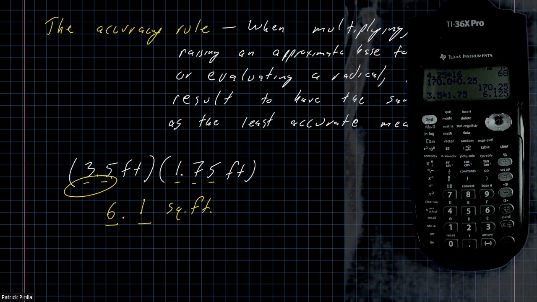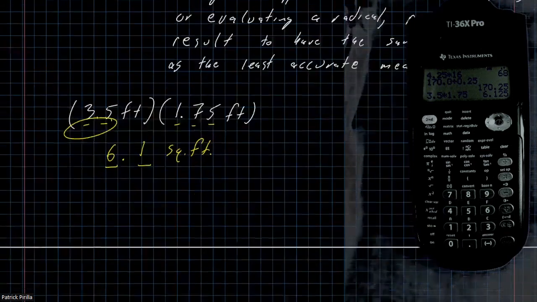In this case, that will be 6.1 square feet. By coincidence, this particular example gave us a result that is rounded to the nearest tenth of a square foot, where my starting value was rounded to the nearest tenth of a foot. That does not always happen, and in fact, very often will not, but the number of significant digits is the thing that matters.